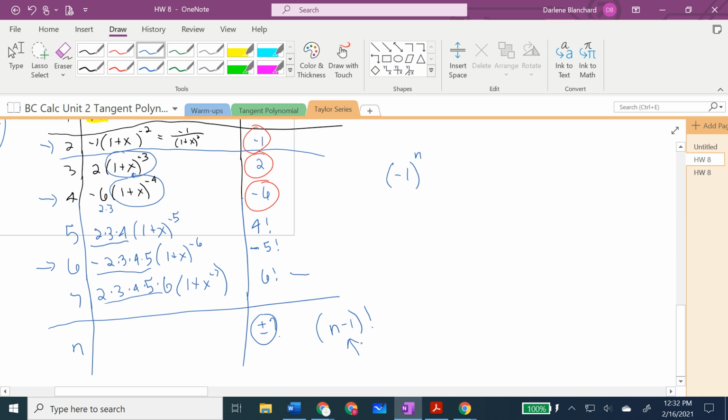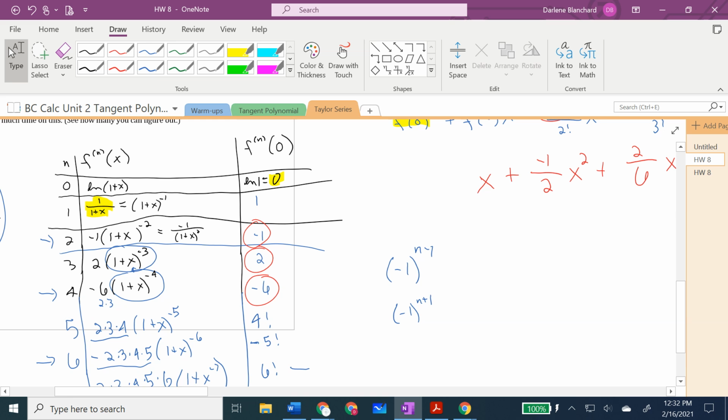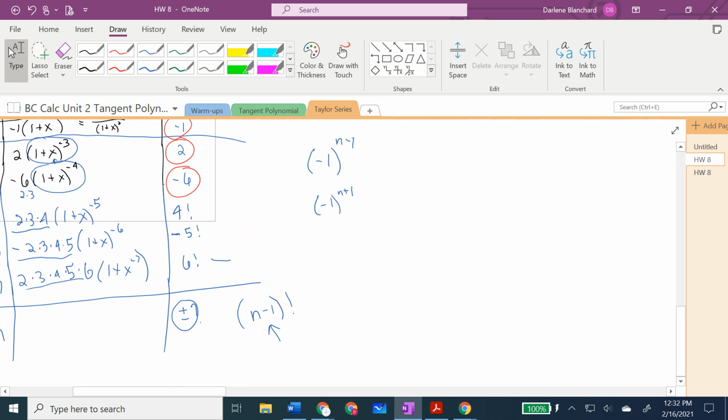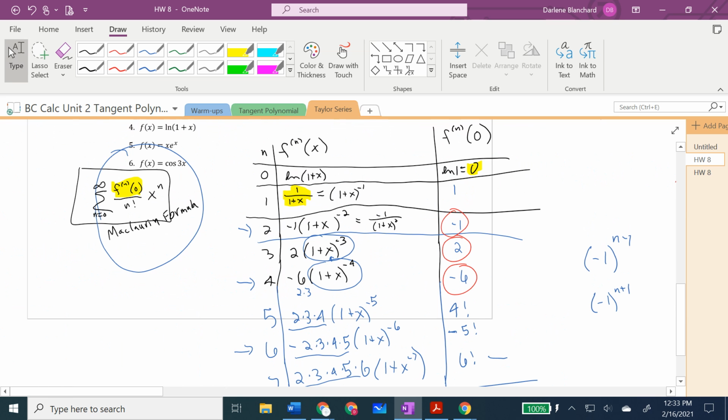Because of the fact that I'm dealing with n minus 1 right here, I might want to use -1. But I can use +1. It does not matter at all which one I use. So when I bring that into the general formula, I have -1. I'll write n plus 1 because I like it better. I just do. N minus 1 factorial. That is the nth term, what is highlighted in yellow over here.